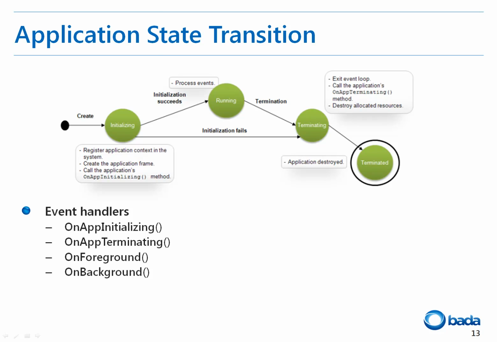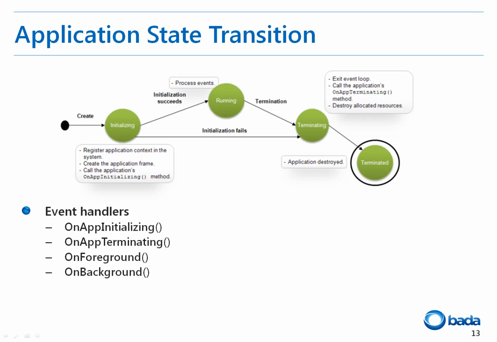The OnAppInitializing event handler supports this state, and if it returns false, the application state changes to terminating and exits. If the event handler returns true, the application enters the running state and can instantiate its resources, such as the UI controls and the state. In the running state, the application can switch between the background and the foreground. The OnForeground and OnBackground event handlers support these transitions.